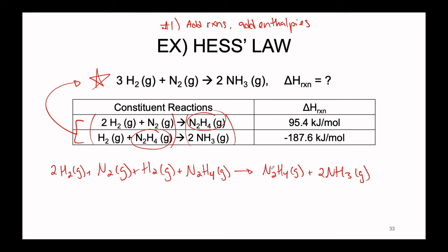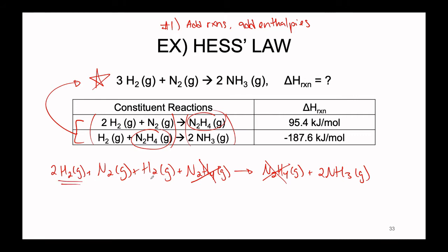What this means is that we can cancel out the N2H4. If it's present on the left and on the right, we can cancel it out in much the same way that we canceled spectator ions from total ionic equations to get a net ionic equation. There's something else we can combine together.